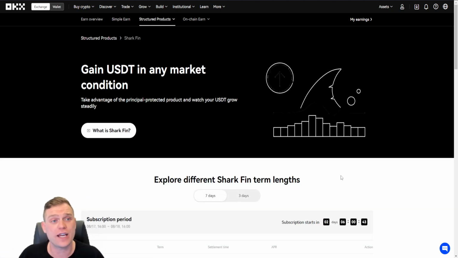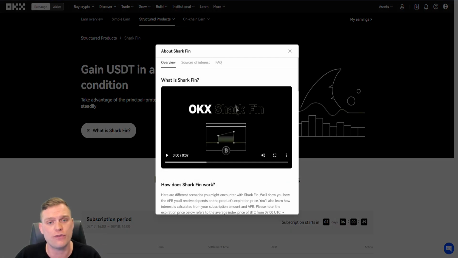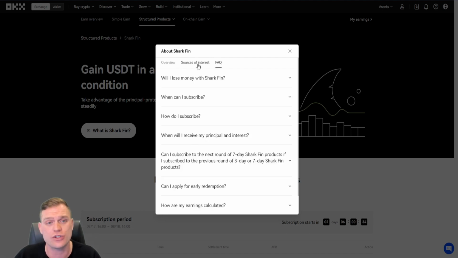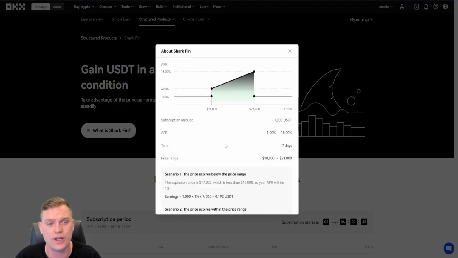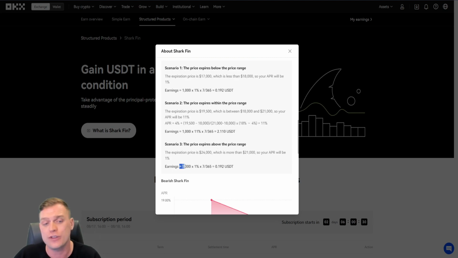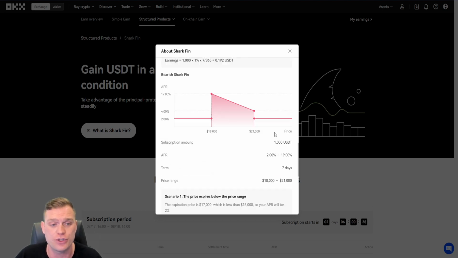So now that you've navigated to the Shark Fin feature, what is Shark Fin? If you do need any further information on Shark Fin, they do have a neat little video here, frequently asked questions, sources of interest, and also if you scroll down, it's going to give you scenarios based on the calculations of the annual percentage return as well.